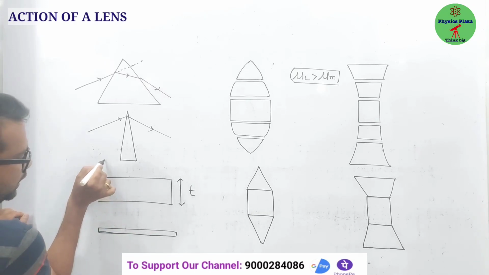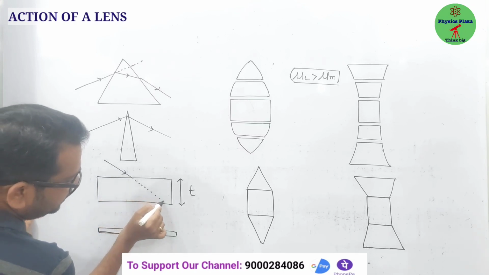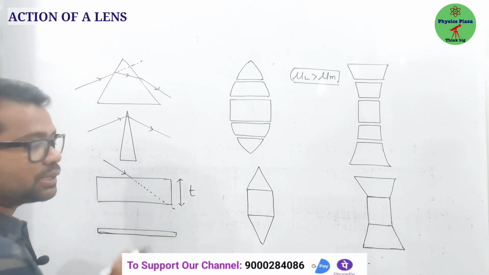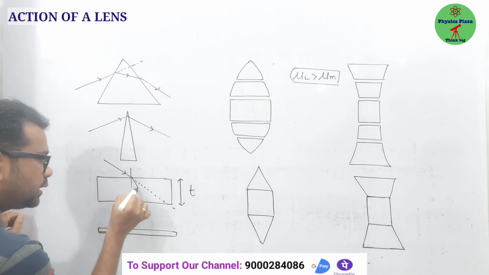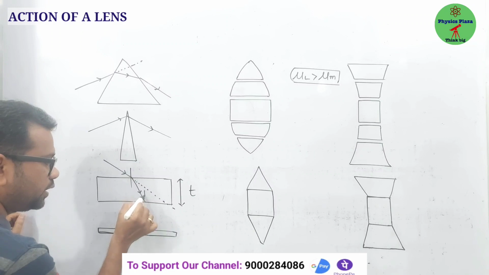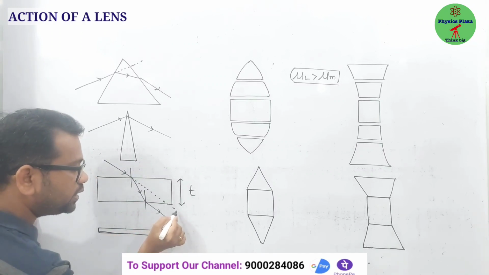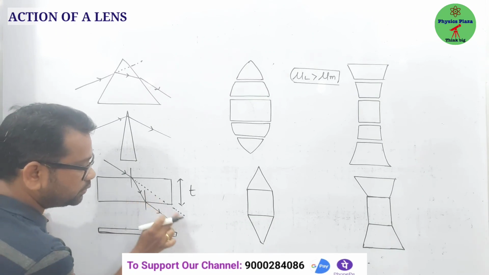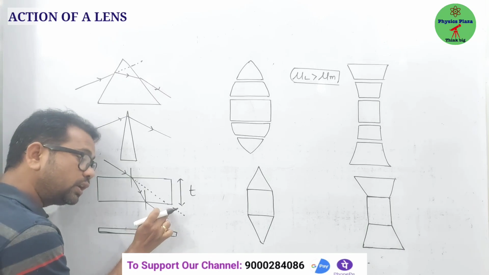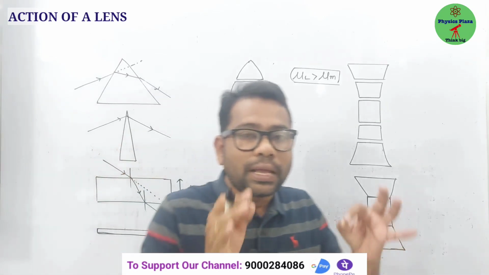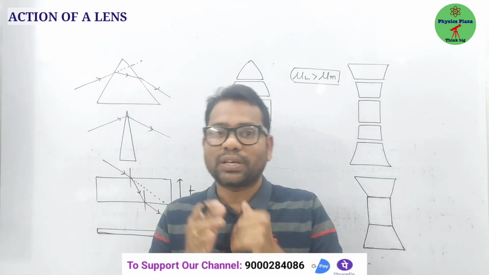Now, come to the glass slab. If any light ray is incident like this, actually it would go in a straight line. Because of the glass slab, it gets refracted. Finally, it emerges like this. Look at here. This is its original path of the light ray. The emergent ray is always parallel to the incident ray. Here, the glass slab does not deviate the light ray. Rather, it will shift it. That's it.